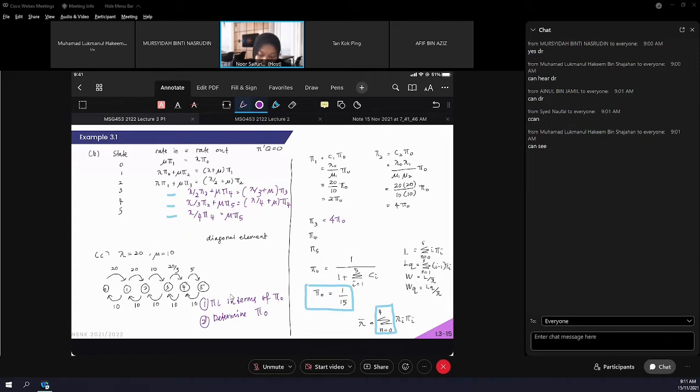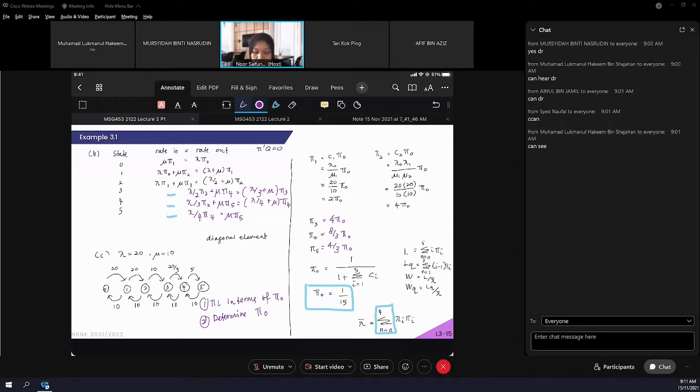Did you calculate pi 4 and pi 5 as well? What did you get? Yes, doctor, I got 8/3 pi naught for pi 4. And for pi 5, I got 4/3 pi naught. All right, thank you, Mushida. So this is what you should get for pi 3, pi 4, and pi 5: 4 pi naught, 8/3 pi naught, and 4/3 pi naught.